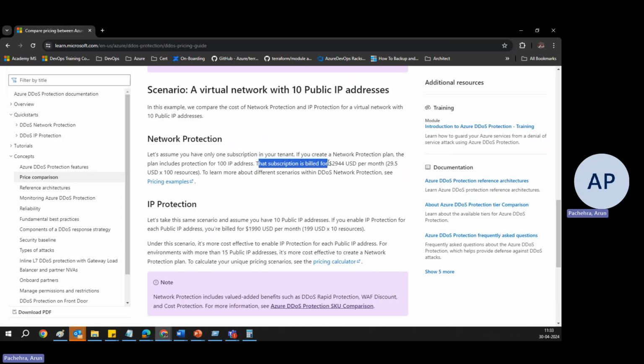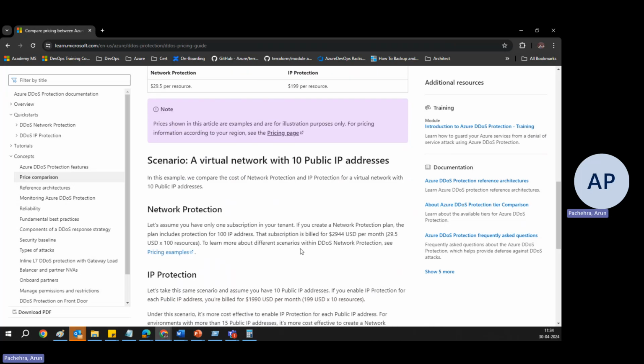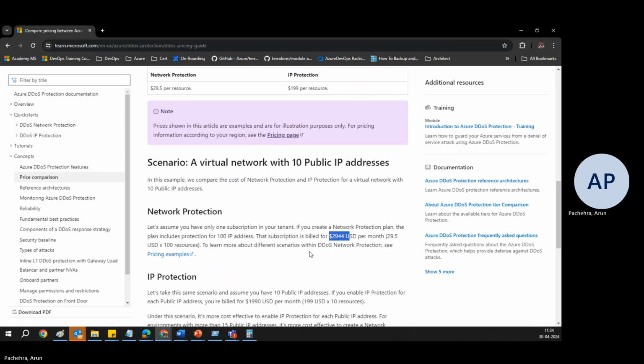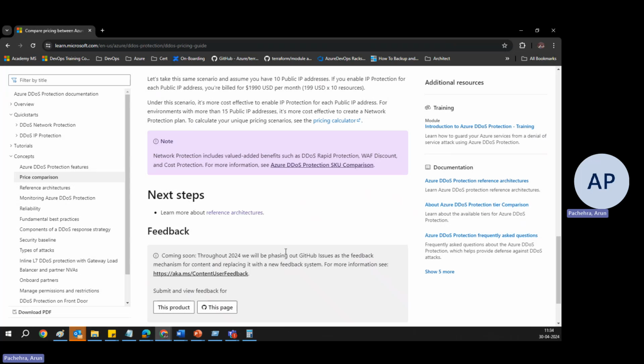So that subscription is billed 2,944 USD per month, because 29.5 into 100 resources. That's why, because it says per resource here, but you have to take the 100 resources from the beginning, not 10. If you have only 10 IPs, you still have to pay this much. But here, if you have 10 IPs, you only need to pay 1,990. Okay, that's why it was showing 29.5 per resource. I hope it is clear now.